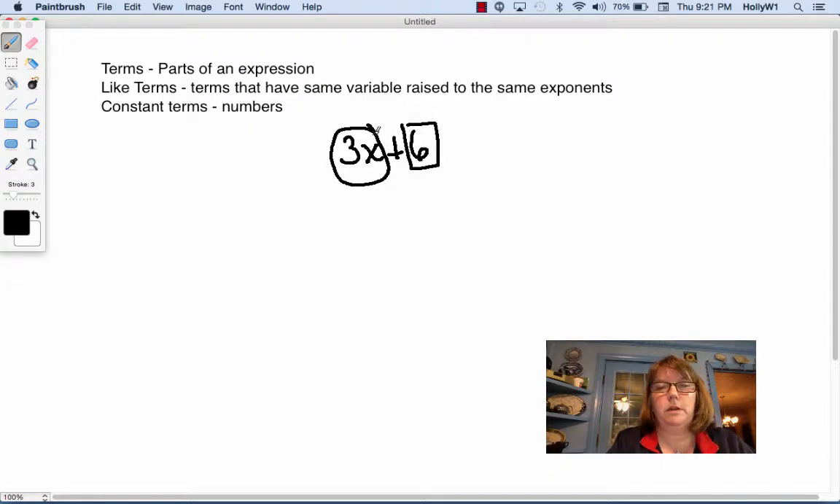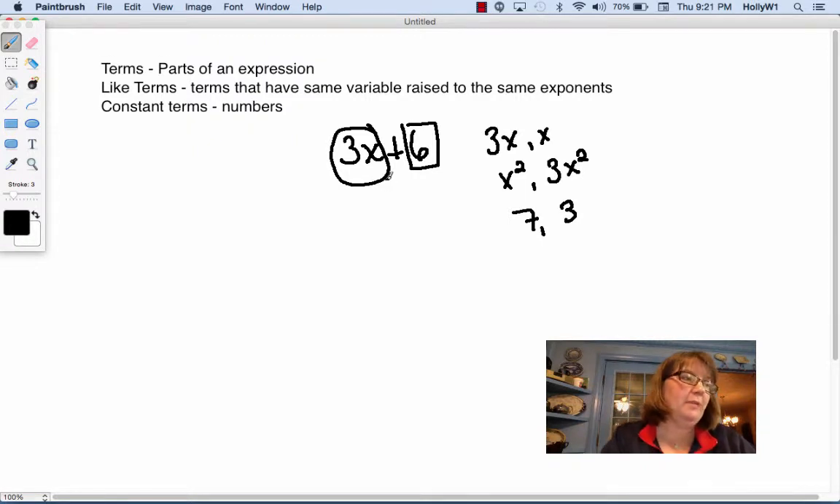Like terms are terms that have the same variable and are raised to the same exponents. So 3x and x are like terms. x squared and 3x squared are like terms. And the same is true of constants. 7 and 3 would also be like terms. So let's do an example. We're going to identify terms and like terms.